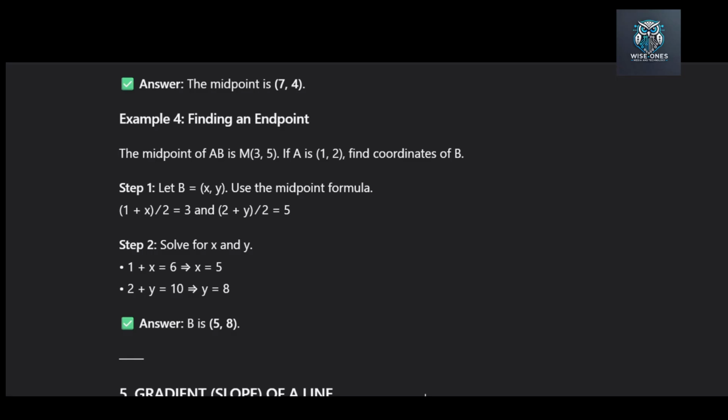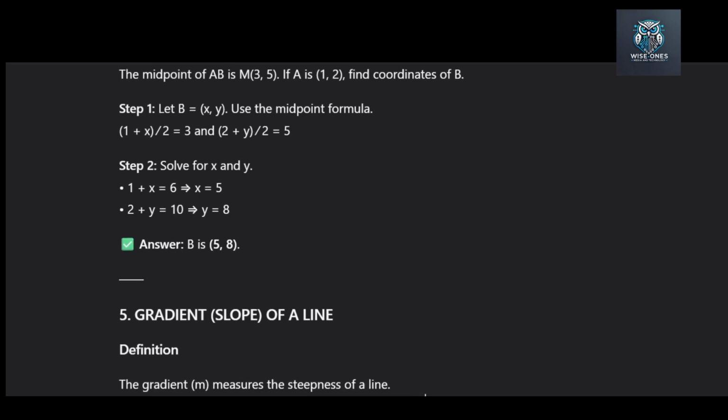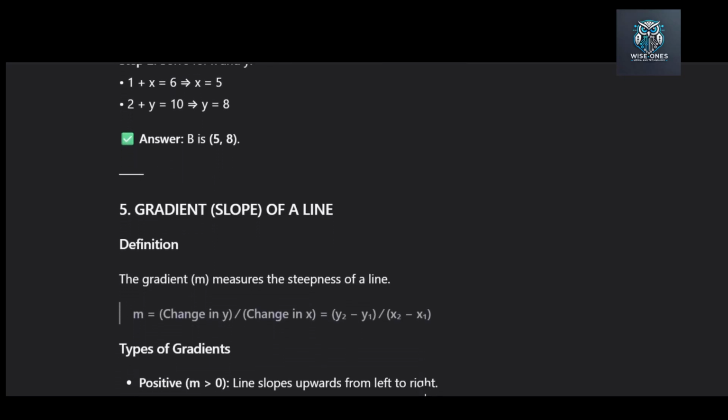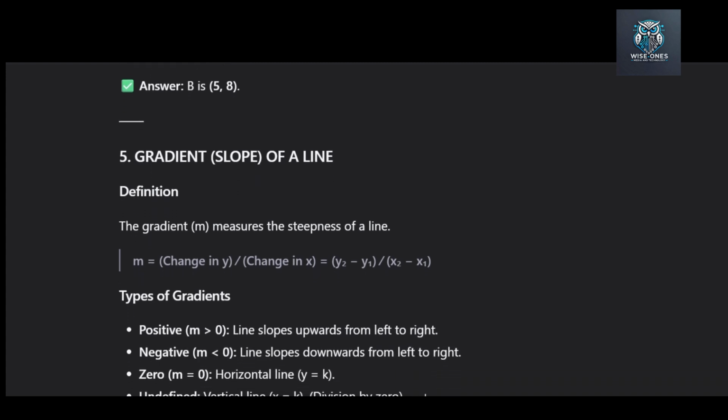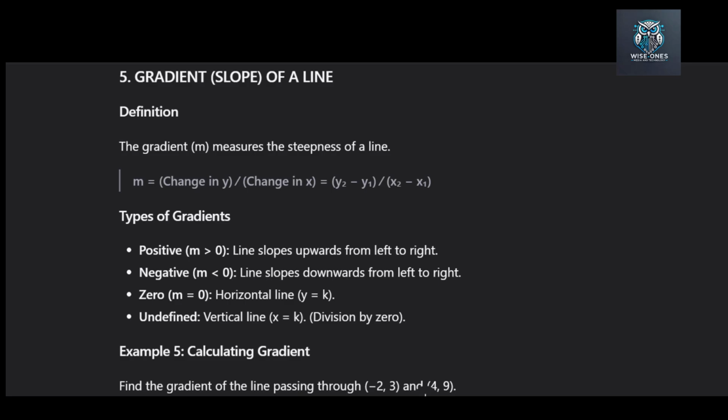For y, multiply both sides by 2. 2 plus y equals 10. Subtract 2 from both sides. y equals 8. The answer is B is (5, 8). You can check this. Midpoint of 1 and 5 is 3. Midpoint of 2 and 8 is 5. It works!